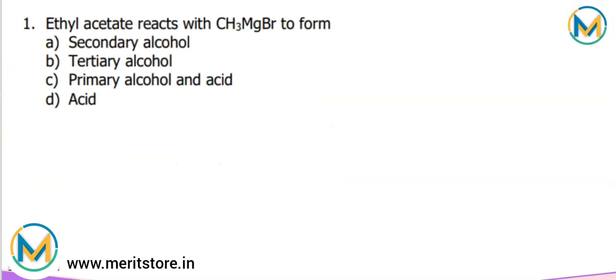First question: ethyl acetate reacts with CH3MgBr, that is methyl magnesium bromide. It's a Grignard reagent. To form what? Secondary alcohol, tertiary alcohol, primary alcohol, or an acid?